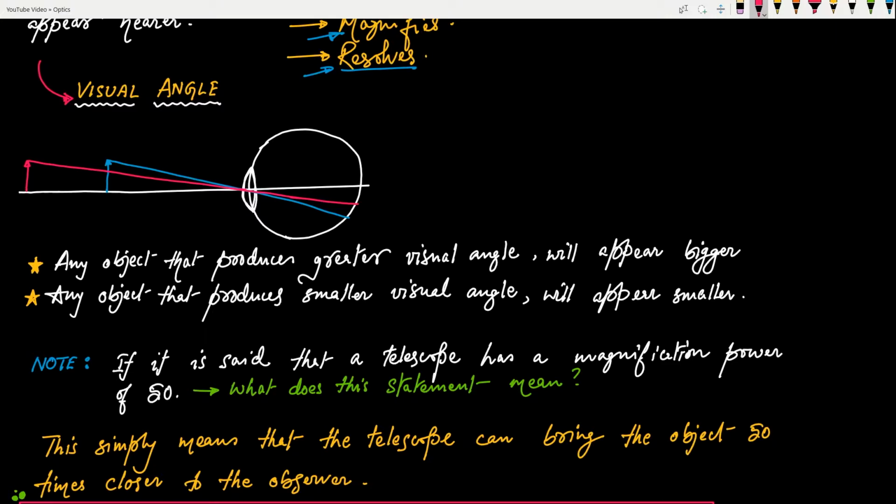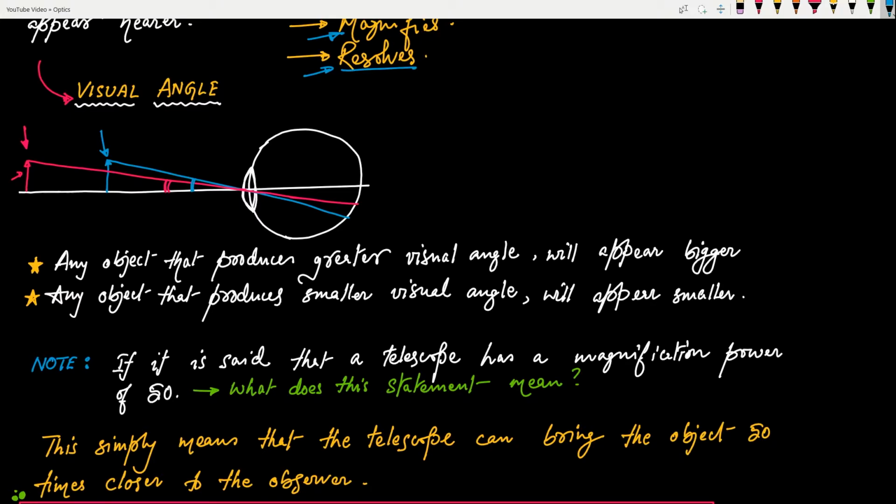Okay, now visual angle, as you know, is the angle subtended by the object at our eye. Now if you look closely here, suppose this is the object. The visual angle subtended by this object is actually this angle, isn't it? And the visual angle subtended by this object is this one. I hope this much is clear.